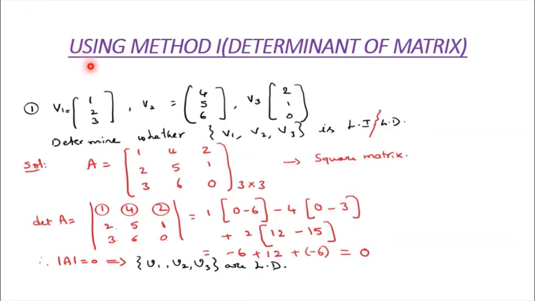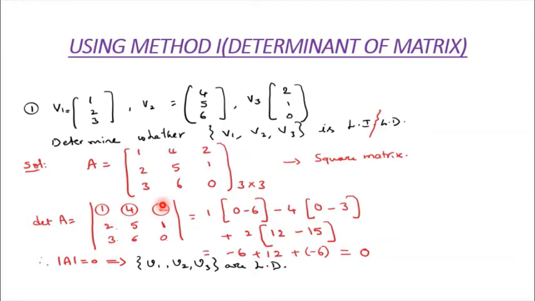So let us use method 1 to solve the first problem. You are given V1 is 1, 2, 3, V2 is 4, 5, 6 and V3 is 2, 1, 0. Determine whether the set containing V1, V2, V3 is linearly independent or linearly dependent. So what do we do? Consider matrix A having the three given vectors as columns, that is 1, 2, 3 as V1, 4, 5, 6 as V2, 2, 1, 0 as V3, which forms a 3 by 3 square matrix. That's why we can use the determinant method. So find det A.